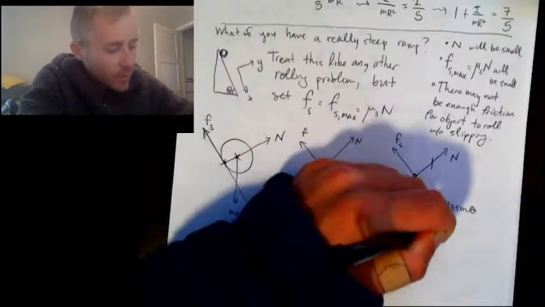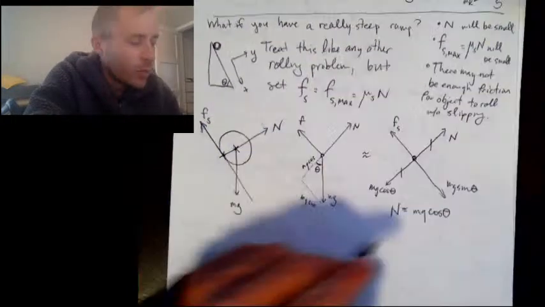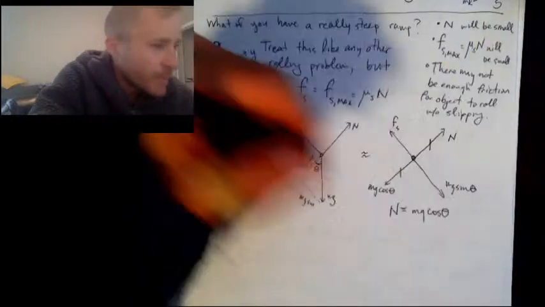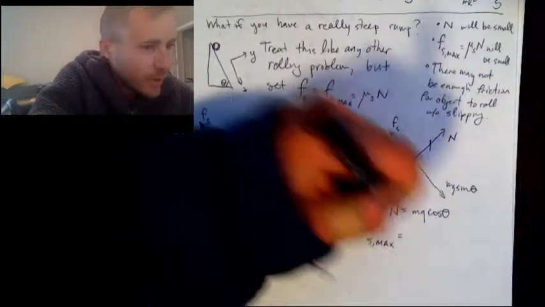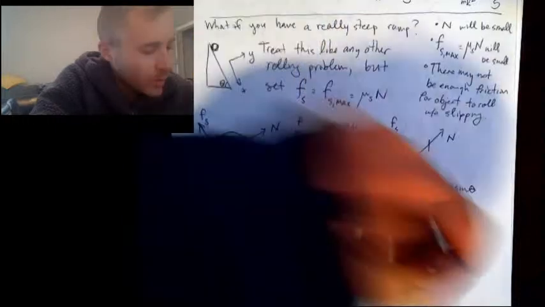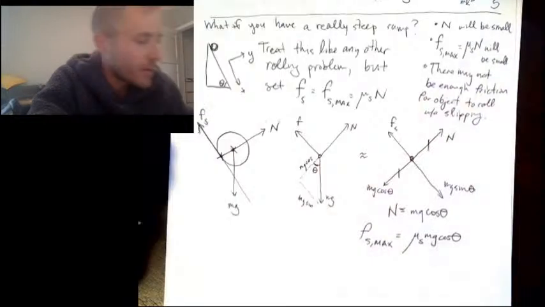And we went over this when we were talking about inclined planes. Once we know the normal force, we can calculate the maximum static friction. And it is equal to mu sub s times normal. But for normal, I'm going to type in mg cosine of theta. All right?